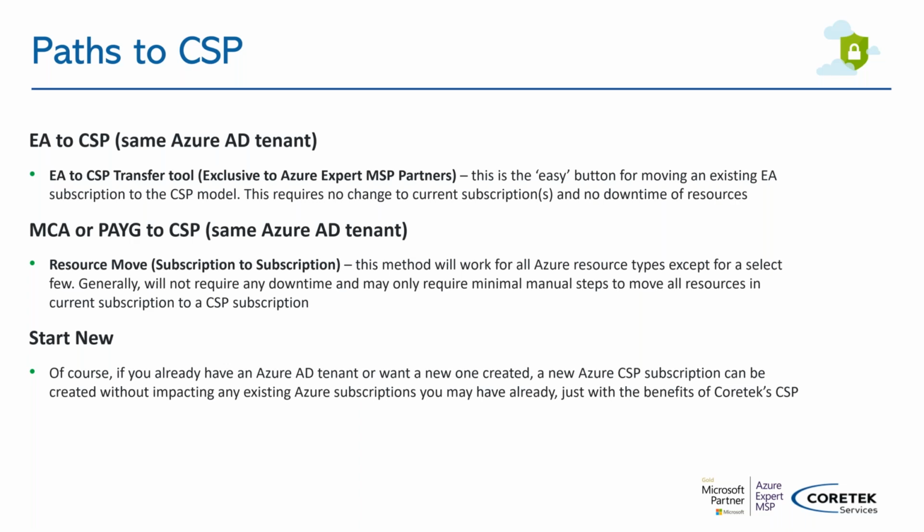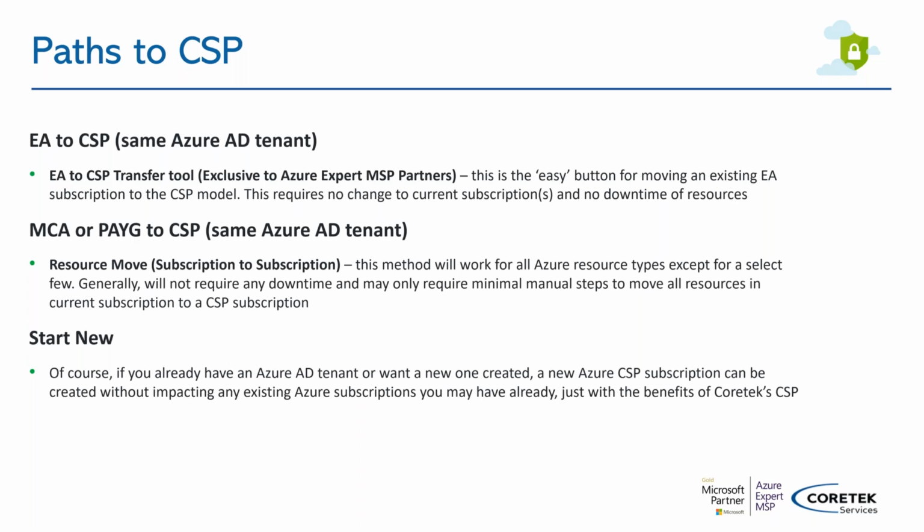For example, like I mentioned, the enterprise dev task might stay on the EA, but your production might go to CSP. So you can mix and match there. You may not get all the benefits of CSP on those that are non-CSP, of course, but there are definitely different patterns that different customers have used. So in order to get to CSP, you'd say, okay, I have one or more subscriptions I want to move to CSP. How do I get there?